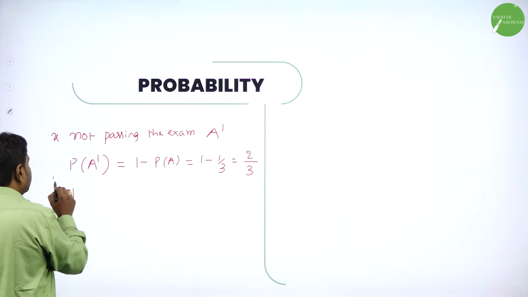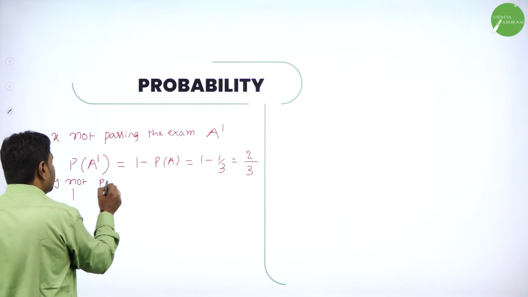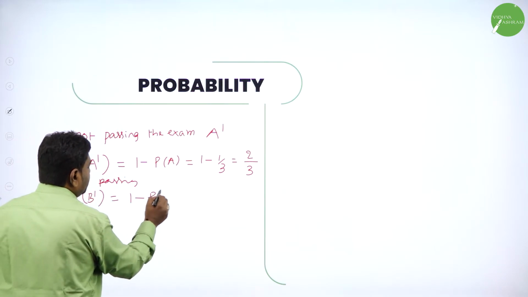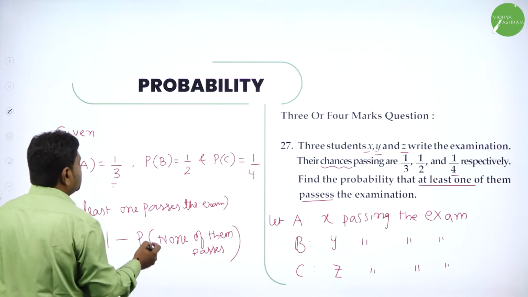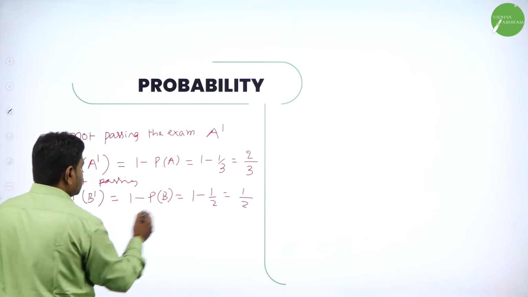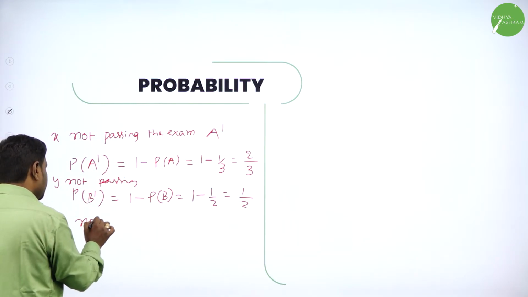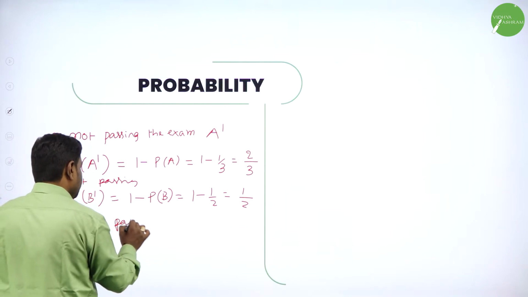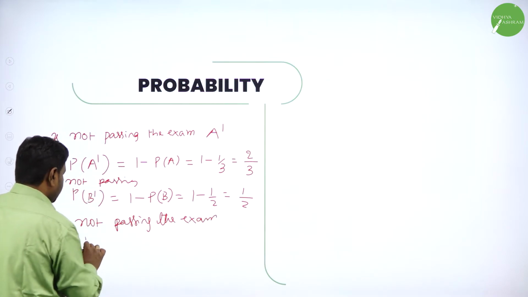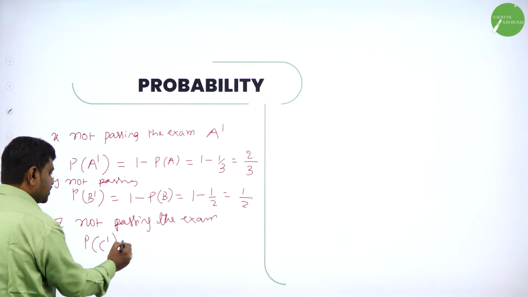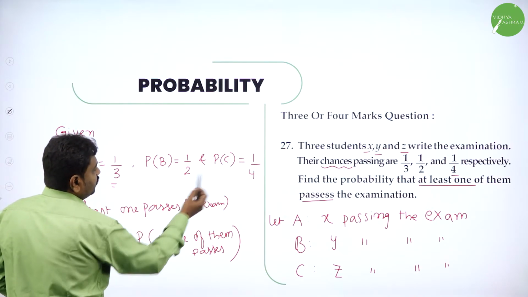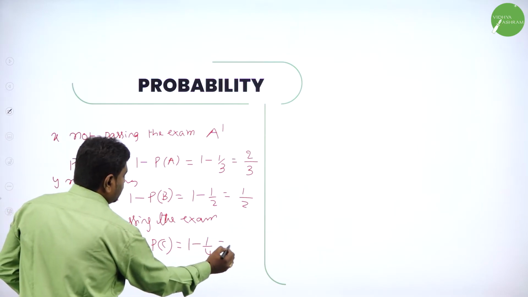Similarly, Y not passing the exam is P of B dash. What is P of B dash? 1 minus P of B. P of B is given as half. 1 minus half is half. Then Z not passing the exam is P of C dash. C means Z passing the exam, C dash not passing, 1 minus P of C. P of C is 1 by 4. 1 minus 1 by 4 will become 3 by 4.